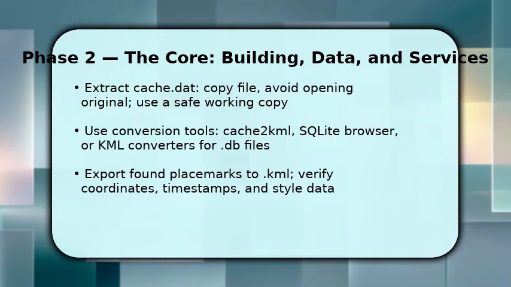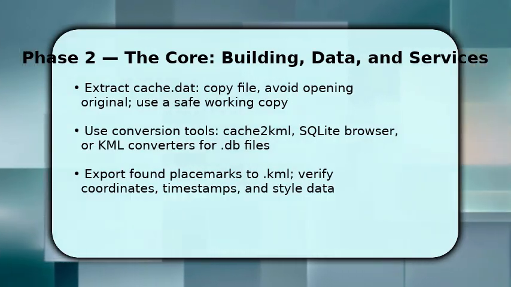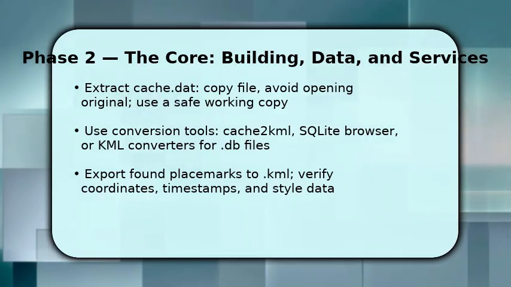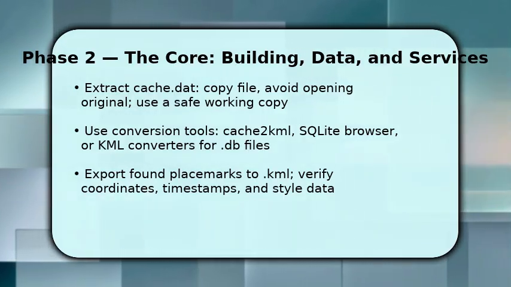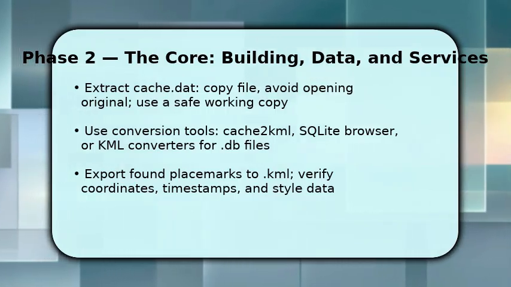Now you extract and convert the cache so you can read your data. Make a working copy of cache.DAT and use a trusted tool like Cache2KML or an SQLite browser to inspect tables. You do this because raw cache stores binary blobs and coordinates that need conversion into readable KML.